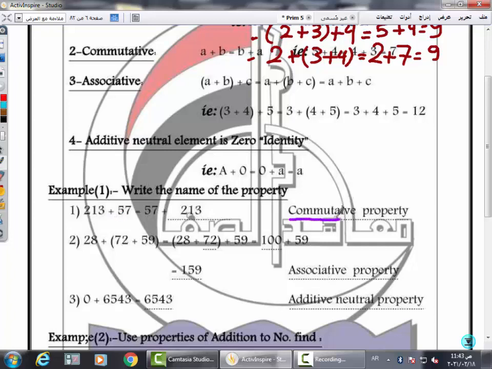We can write it COMM dot. Okay? We can abbreviate it to COMM.